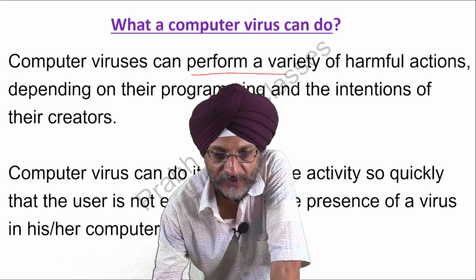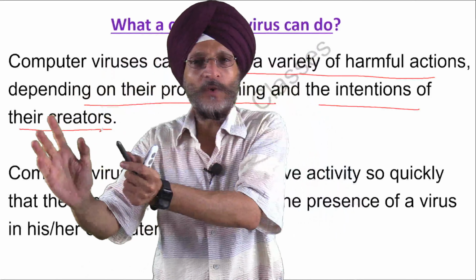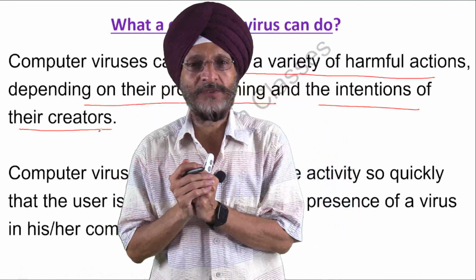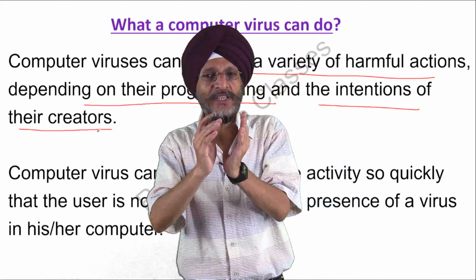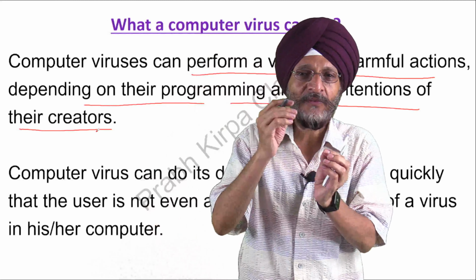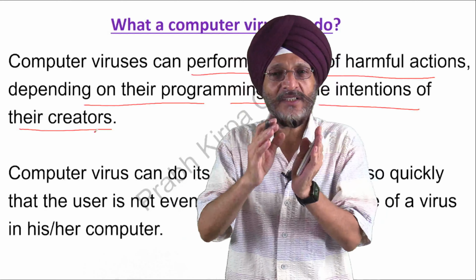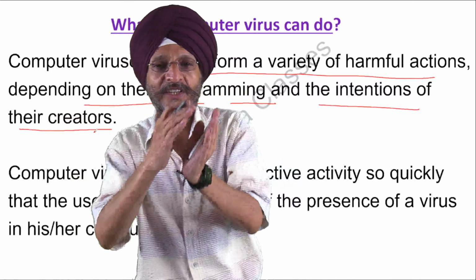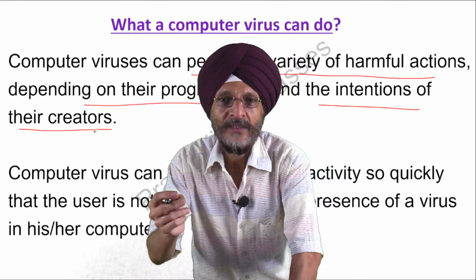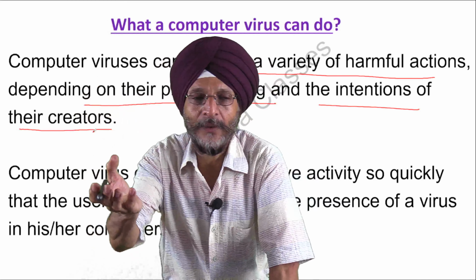Computer viruses can perform a variety of harmful actions depending on their programming and the intentions of their creators. It means that the cyber criminal has something in mind. When it creates a virus, it has an aim in mind, whether it wants to earn money or to destroy a particular organization by attacking its computer systems. So it depends on the intentions of the creator of the virus, what he wants that particular type of computer virus to do when it attacks the computer systems.